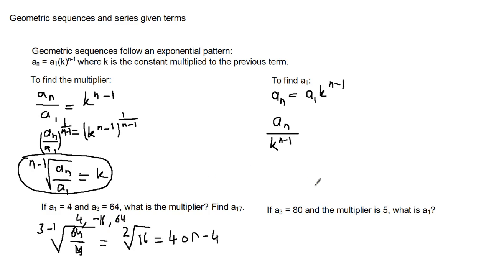If a sub 3 is 80 and the multiplier is 5, what's a sub 1? So we could just use this formula right here. So a sub 3 is 80, divided by the multiplier 5 to the power of 3 minus 1, that's equal to 80 over 25, which is equal to about 3.2. It's exactly 3.2.